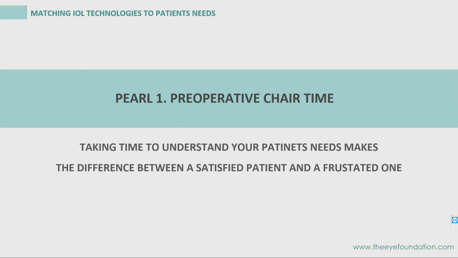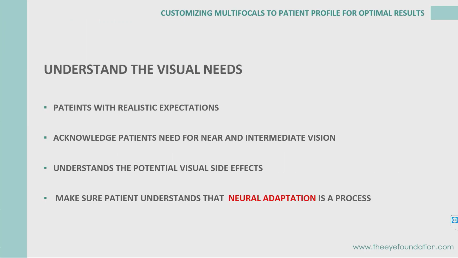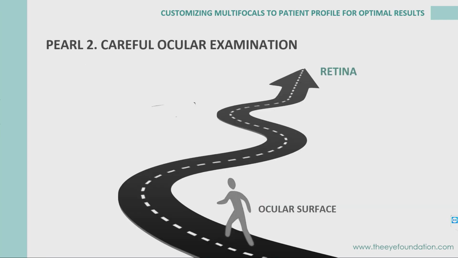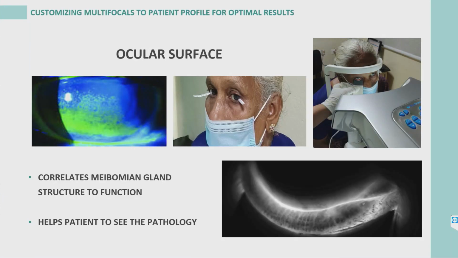You need to do an ideal pre-op evaluation. You need to give that chair time. You need to tell the patient that yes, you will give him freedom from spectacles across a range of vision, but it may have some trade-offs, but you could promise him that neural adaptation would help. You have to go through all of it: the ocular surface, the tear film, the refraction, the lens position, the retina, every bit of it.